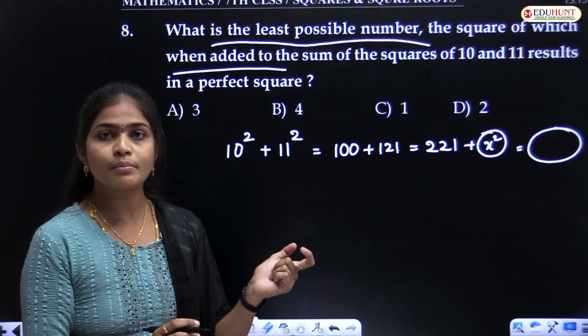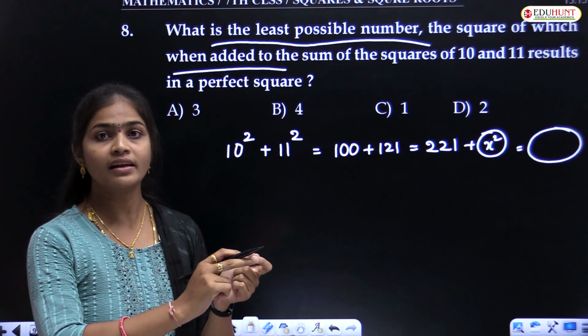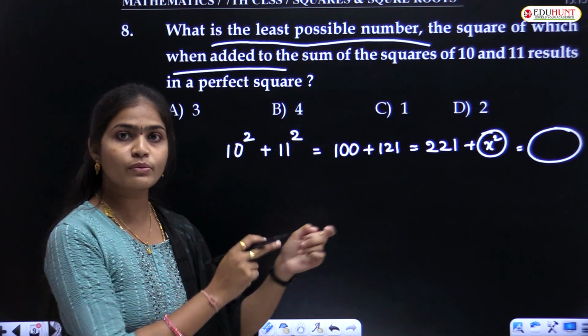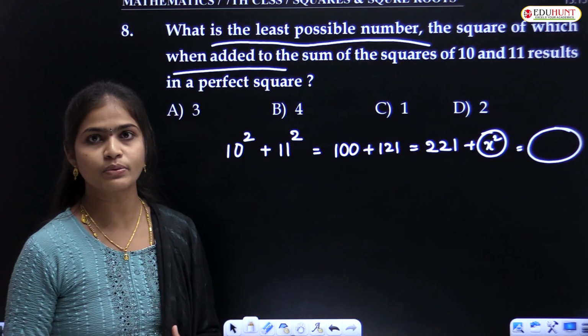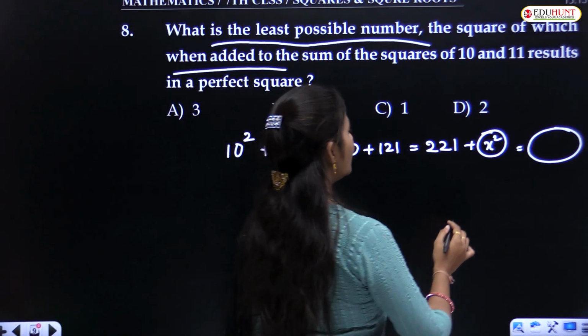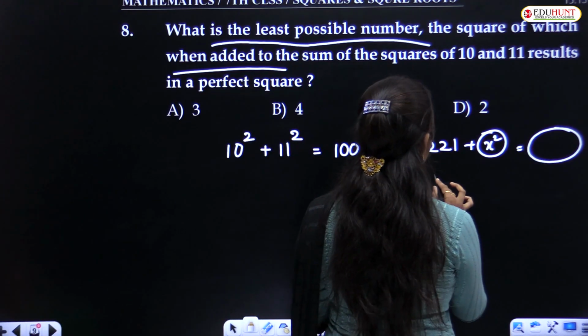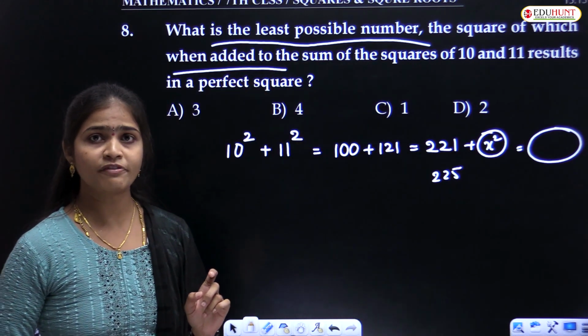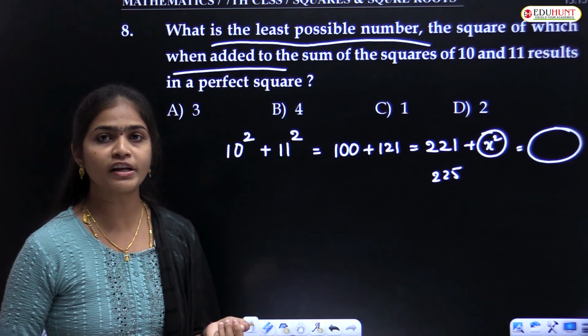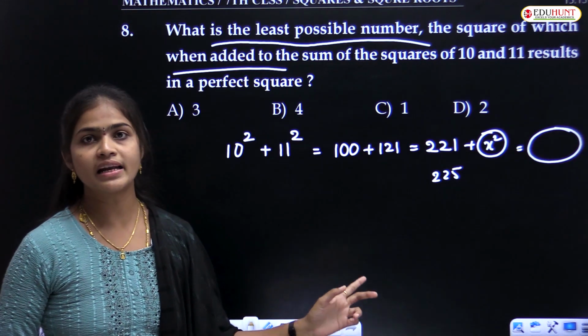Okay, the least number must be a perfect square. If you add that perfect square to the 221, its resultant also should be a perfect square. That is the meaning of that question. So its nearest perfect square is 225. Yes or no? The nearest perfect square is 225 only, no? 15 15s, 14 14s, 196.